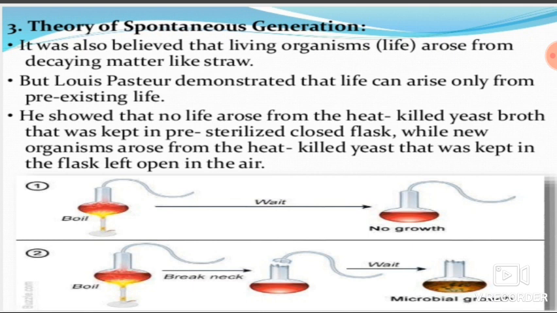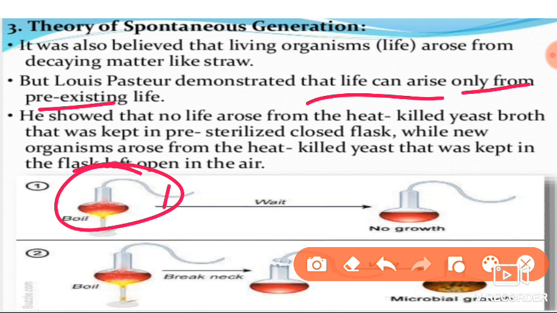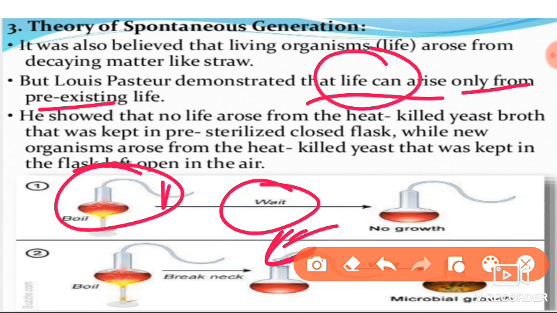What he came to know according to this experiment is that life can arise only from pre-existing life. Because in the first experiment he closed the flask, gave heat to the yeast, and the yeast became dead, and he waited for some time. It is closed, so there is no life. And when he broke the neck of that flask, it was open for aeration, so many microbes could enter the flask. Then again there is a development of microbes. It means if there is life, that life originated from pre-existing life.